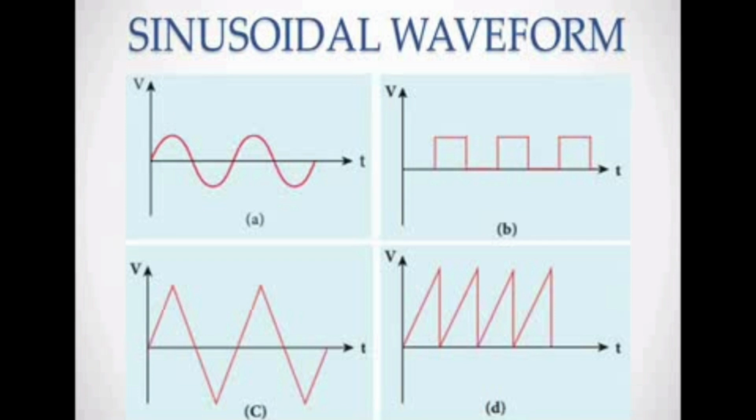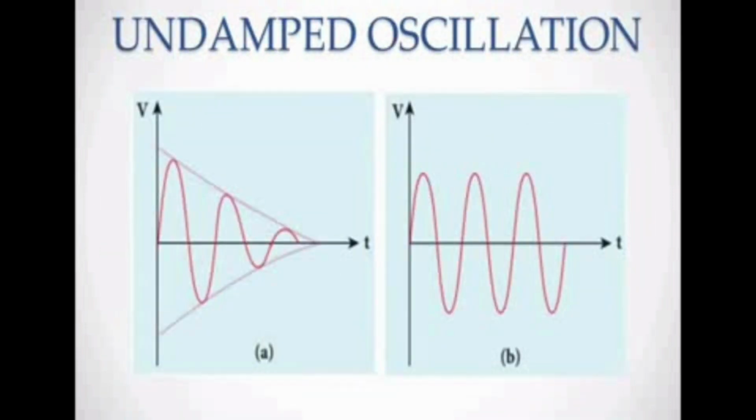Sinusoidal waves means that waves are in a sine form. See, this is the first wave, the sinusoidal wave, the sine wave. The other waves are a square wave, a triangle wave, and a sawtooth wave. These are all non-sinusoidal waves. So the sine wave is called a sinusoidal wave, and other waves are called non-sinusoidal waves. Using that oscillator we can produce sinusoidal and non-sinusoidal waves.